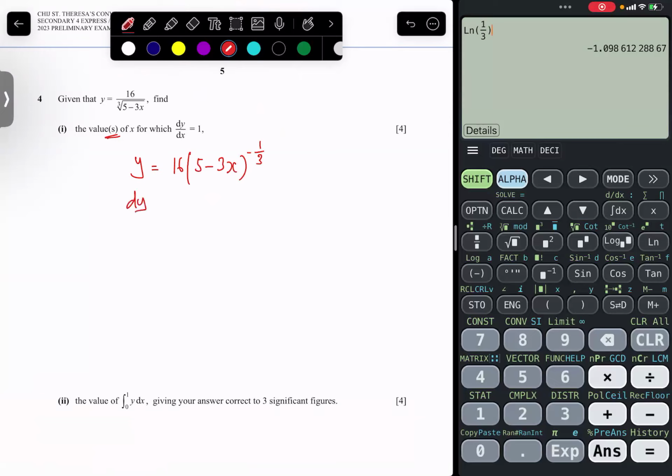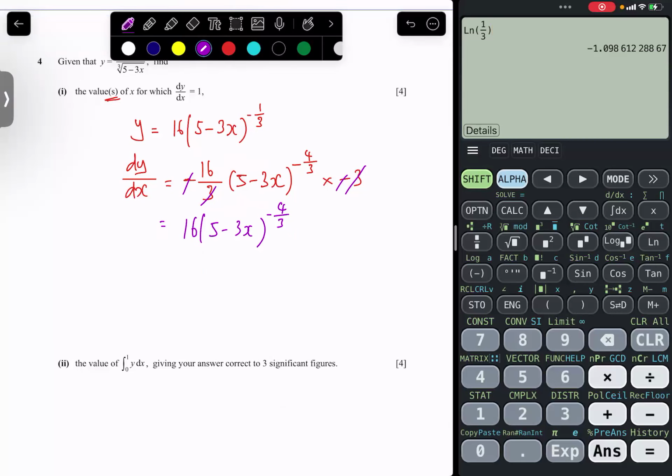Because differentiating like this is easier. So dy/dx equals negative 16 over 3 times (5 minus 3x) to the power of negative 4 over 3, multiplied by the differential of the inside, which is -3. Then the negative and negative will cancel, and the 3 and 3 will cancel. So we'll get 16 (5 minus 3x) to the power of negative 4 over 3. Find the values of x for which dy/dx equals 1.